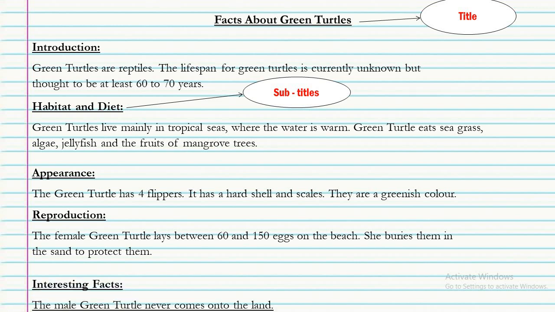And finally, we have interesting facts, which is an extra information. In this part, the information is something special about the animals that most people don't know. For example, the male green turtle never comes onto the land. So this is something special about the green turtles, that the male green turtle never comes onto the land. So this is the layout of the non-chronological report.